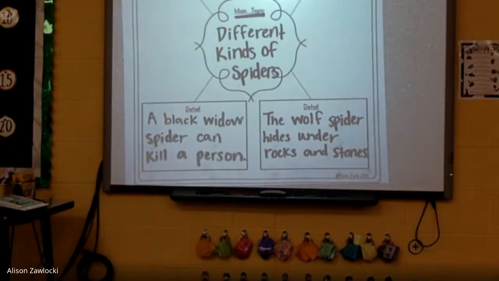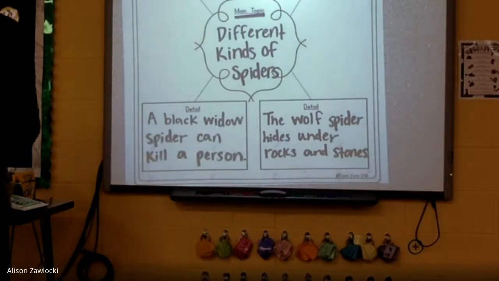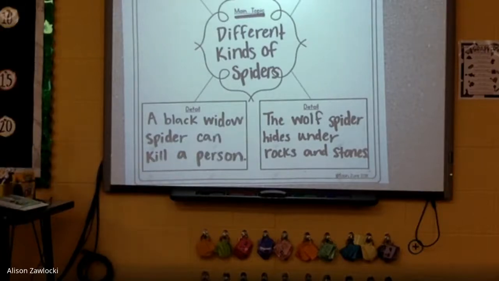So our main topic is there are different kinds of spiders, and we just found 4 legs to our tabletop that support our main topic. Each of these details supports that. The 2 we came up with today are a black widow spider can kill a person, and the wolf spider hides under rocks and stones. So there are many, many different types of spiders.